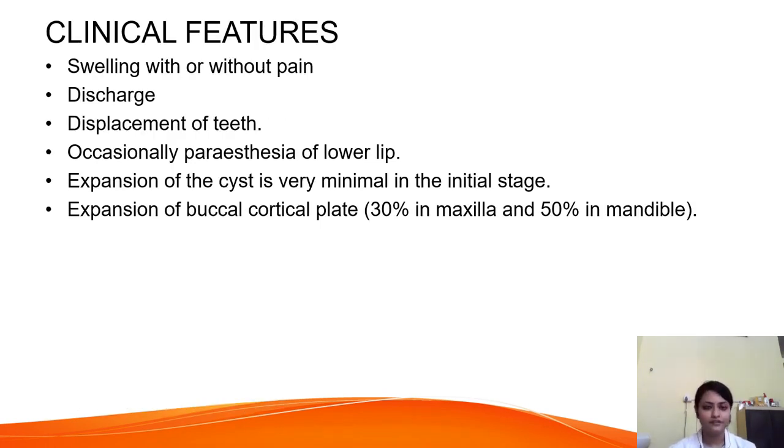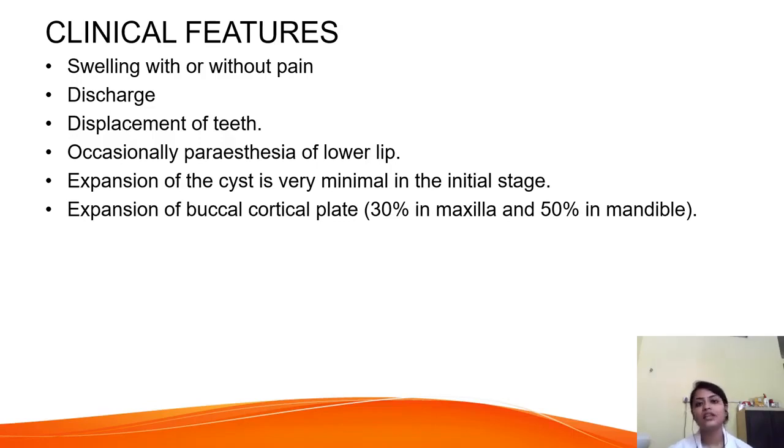Now, the general clinical features. Swelling with or without pain, depending upon the size of the cyst. Discharge can be there. Displacement of the teeth can be there, which sometimes differentiates it from other odontogenic cysts that do not displace teeth. Occasionally paresthesia of the lower lip. Expansion of the cyst is very minimal in the initial stage, obviously, because when the cyst is small, it does not cause any expansion from the outside. We won't notice it at first.